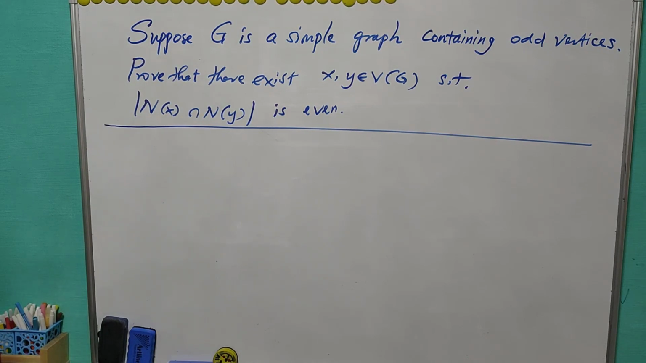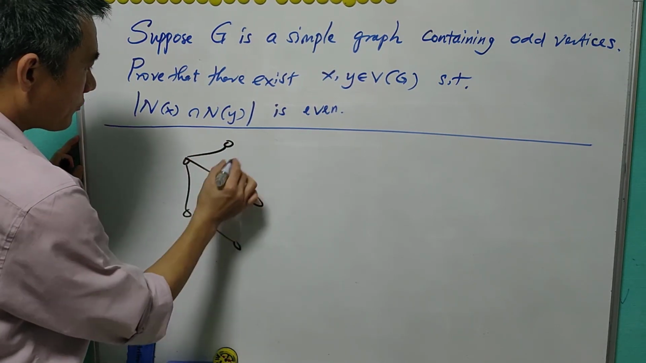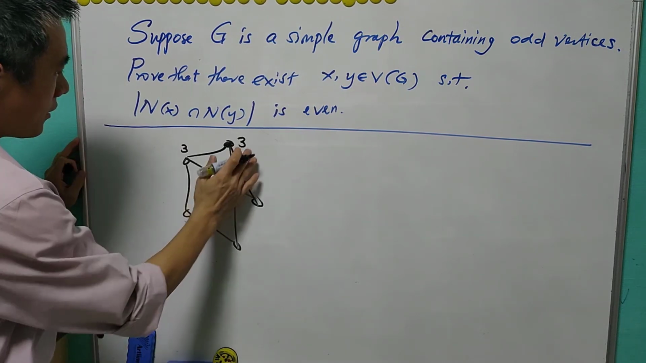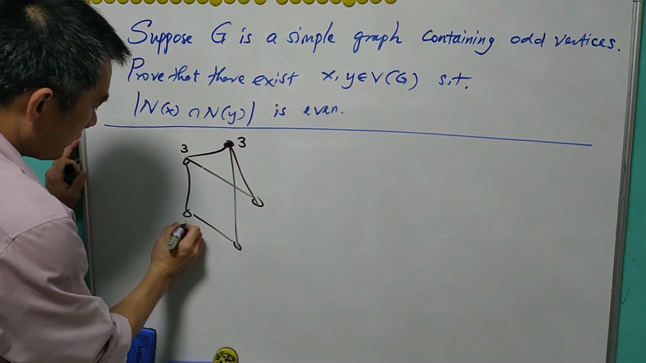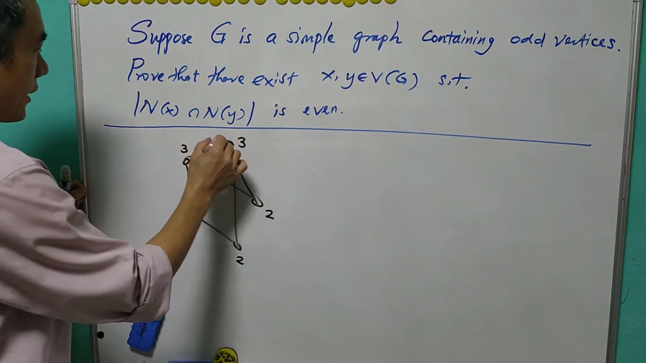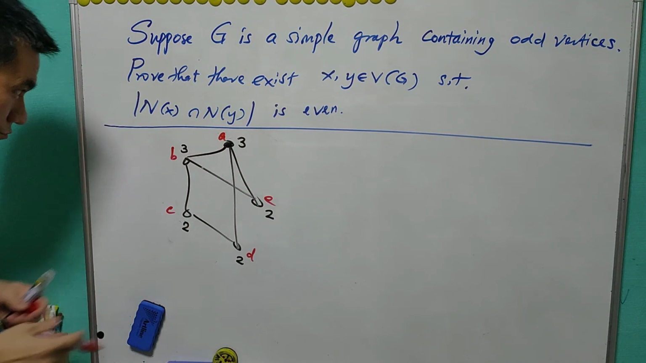Let's look at an example of G containing some odd vertices. Suppose this is a graph G that contains some odd vertices. Let us label the degree of each vertex. And we may label the vertices as A, B, C, D, and E.